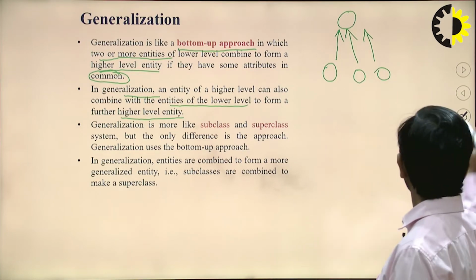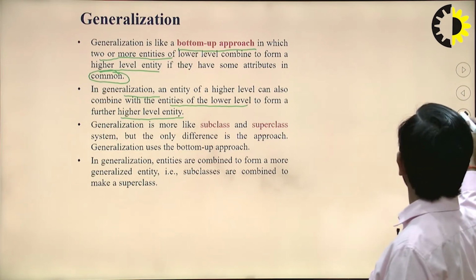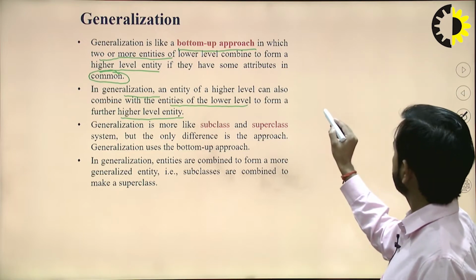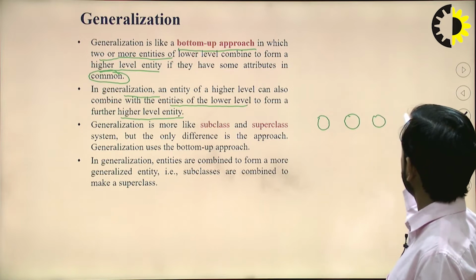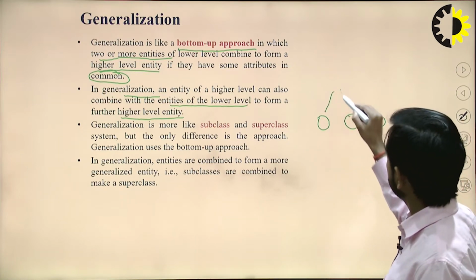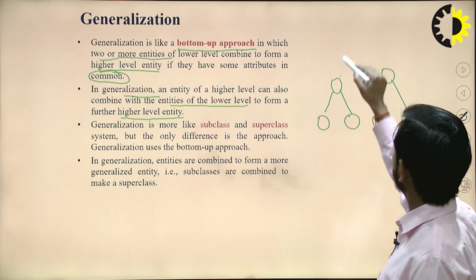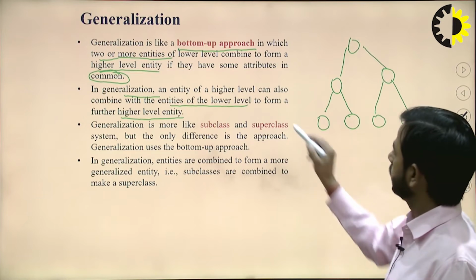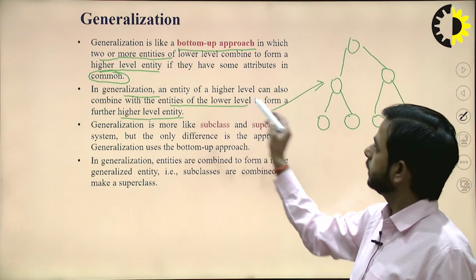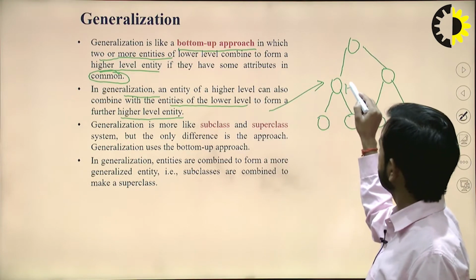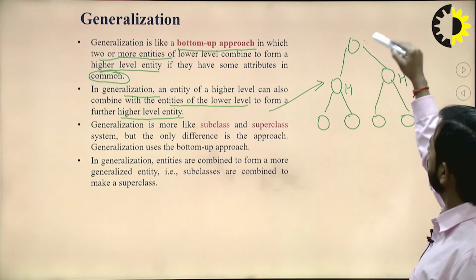Suppose we have four entities. These two entities make one higher level entity, and these two entities combine to make another higher level entity. So this is the meaning of this point. In generalization, entities of higher level combine to form a further higher level entity.